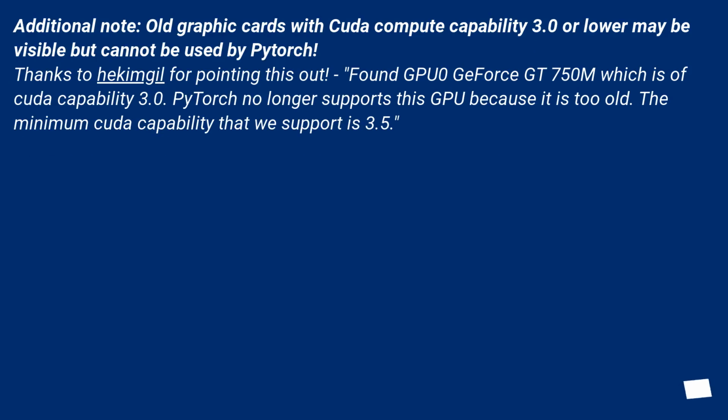Additional note: old graphic cards with CUDA compute capability 3.0 or lower may be visible but cannot be used by PyTorch. Thanks to hekimgil for pointing this out. Found GPU0 GeForce GT 750M, which is of CUDA capability 3.0. PyTorch no longer supports this GPU because it is too old. The minimum CUDA capability that we support is 3.5.